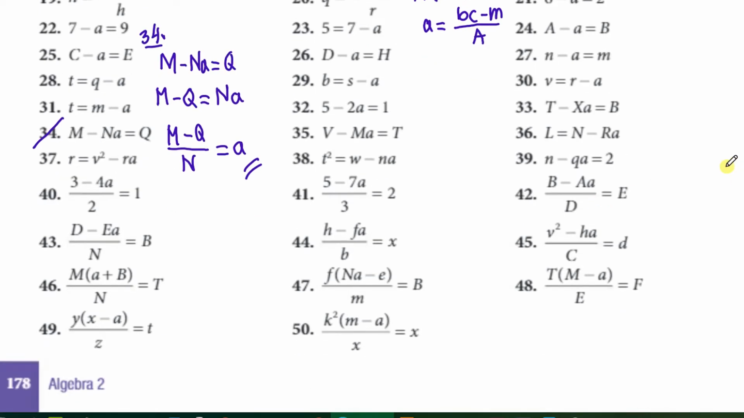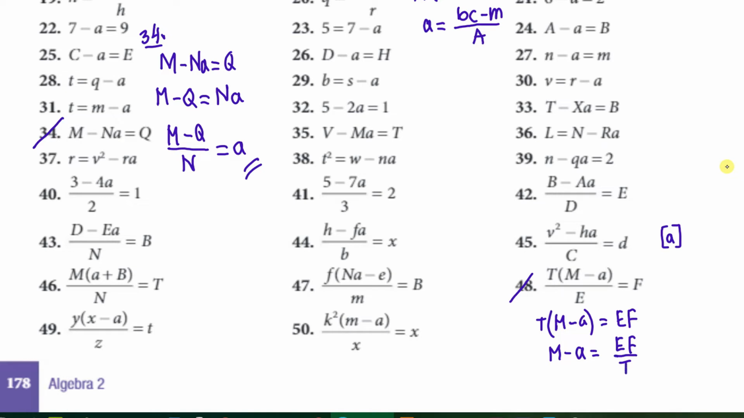Okay, let's see another question. If we consider question 48, it is written like this. We are going to make A the subject from here. So we need to multiply first on the top part, or we can also write it like this: T into capital M minus A equals EF, by cross multiplication.